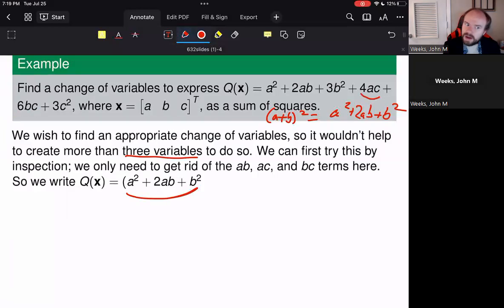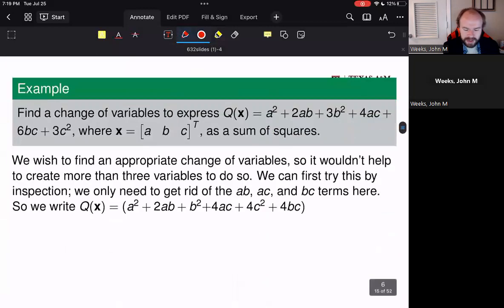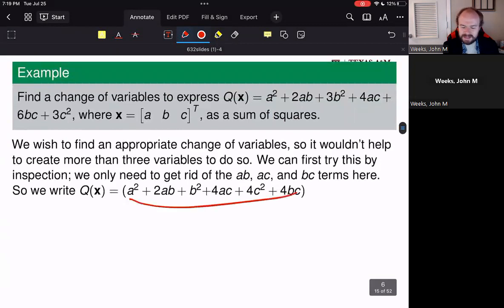And I'm going to take 4 of the bc. I'm going to take 4 of the ac. And I'm going to throw in some c squared here as well. And I'm going to write this expression. I have a squared plus 2ab plus b squared plus 4ac plus 4c squared plus 4bc.